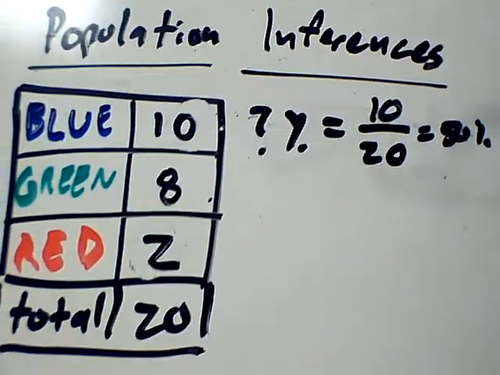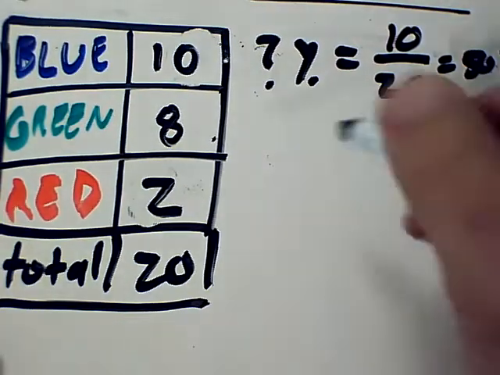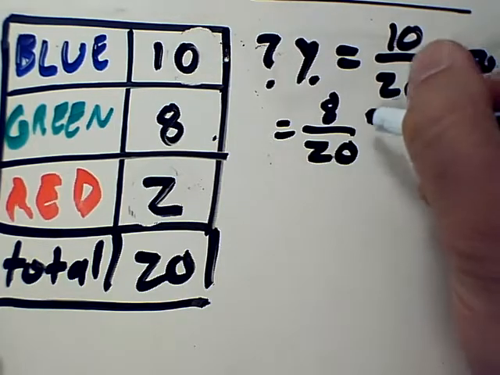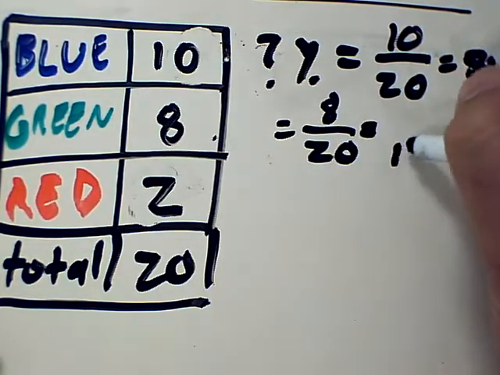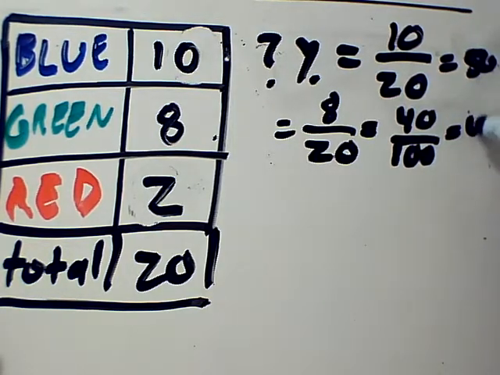Now, if I wanted to find out how many kids prefer the color green, I would do the same exact thing. I would take that number of green over the total. I might do a quick conversion to be out of 100, which is times 5, which would be 40%.